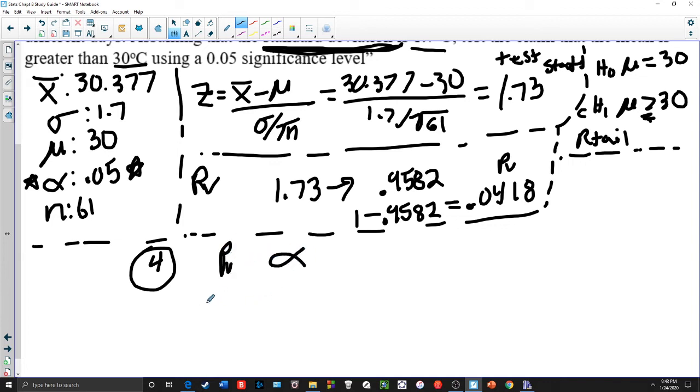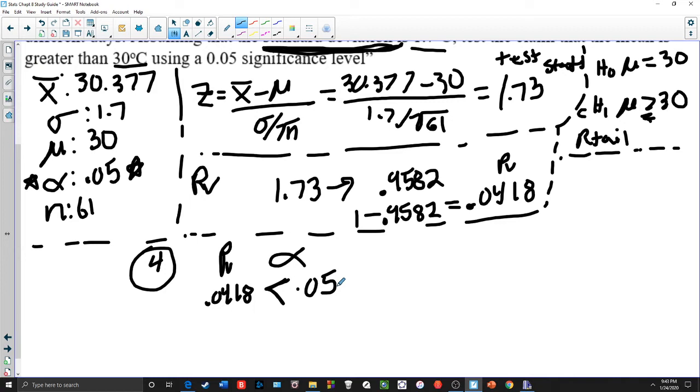Well, my p-value is 0.0418. My alpha is 0.05. It's pretty clear that 0.05 is bigger than 0.0418. So my alpha wins, my p-value loses. Or instead of saying loses, put another way, your p-value is a really small chance of happening compared to what your threshold is.